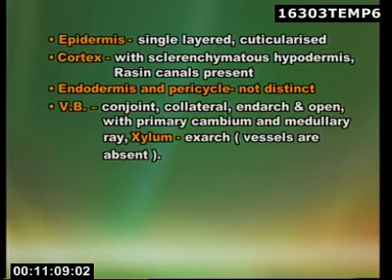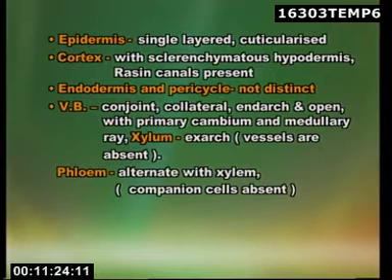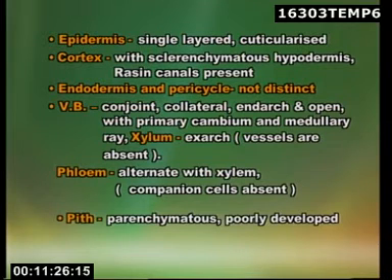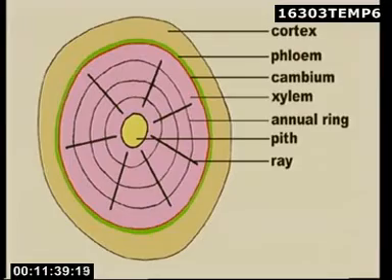Vascular bundles are called conjoint, collateral, endarch, and open. Primary cambium is found with medullary rays. Xylem is present, which is exarch, but vessels are absent, and phloem, in which companion cells are absent. Pith is parenchymatous, but poorly developed. Like other dicot plants, the secondary growth of stem is similar in Pinus also.